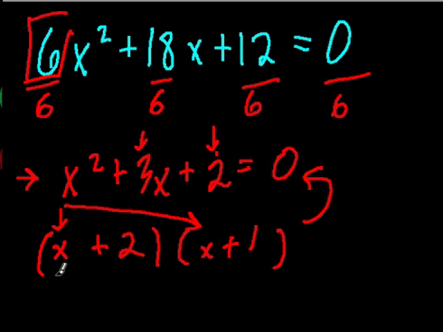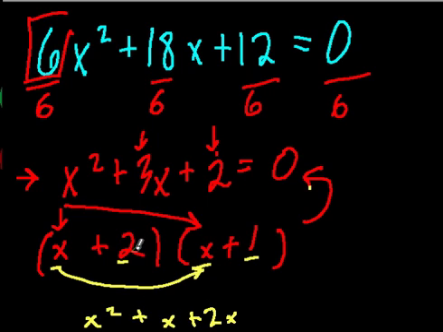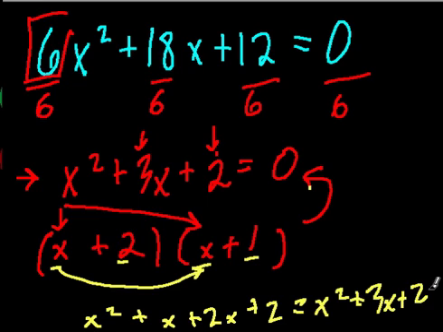Let's just check that. We distribute these two terms by multiplying them to these two terms. So x times x is x squared. X times 1 is x. 2 times x is 2x, and then 2 times 1 is 2. That equals x squared plus 3x plus 2. And that was our original equation. So we did factor it correctly.